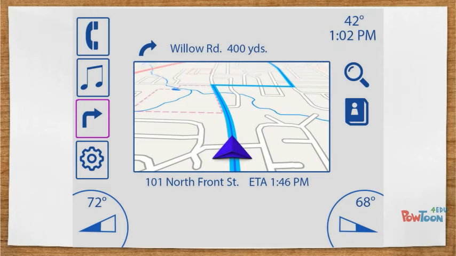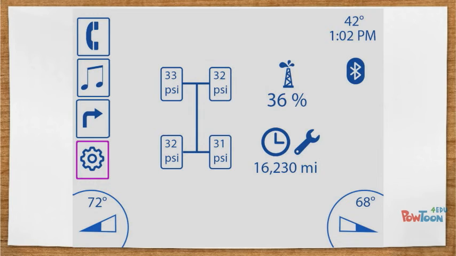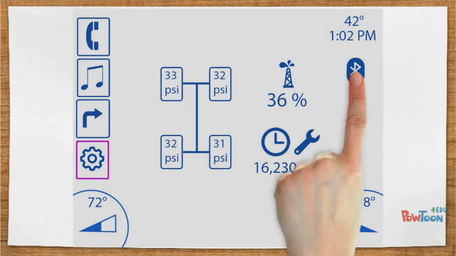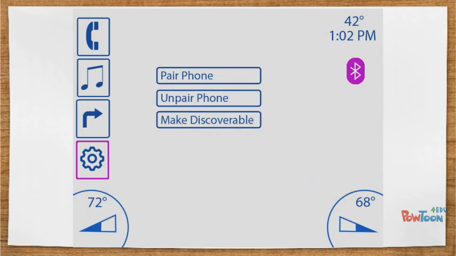The final screen of the interface is the information and settings screen. Entering this screen allows the users to quickly and easily see the vehicle's tire pressure, estimated oil life, and miles until next service. This is also where Bluetooth devices can be managed. By clicking the Bluetooth icon, the user is given options to pair or unpair a phone, or to make the vehicle discoverable to other Bluetooth devices.